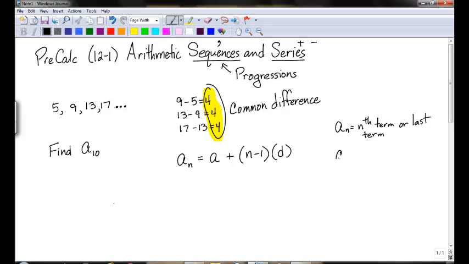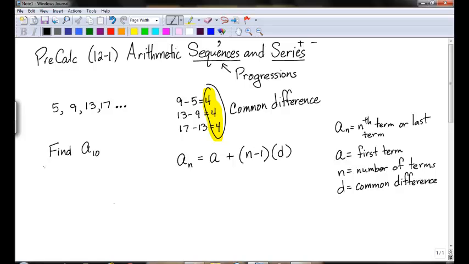The a stands for the first term in your sequence. The n stands for the number of terms. And the d, we already said the d is the common difference. Now, in this formula, you can solve for any of those variables. But on this one, they're asking us to find a sub 10. So what they really want to know is what's the 10th term.